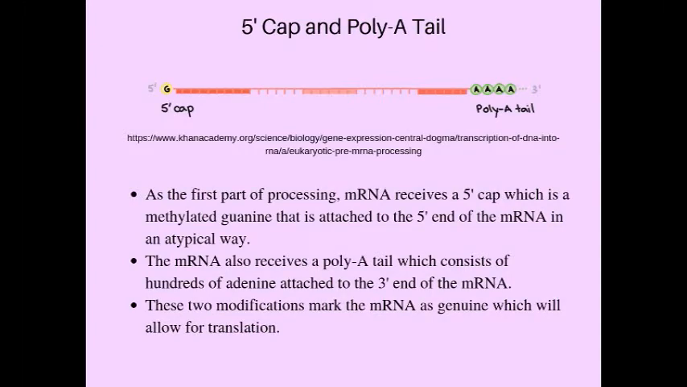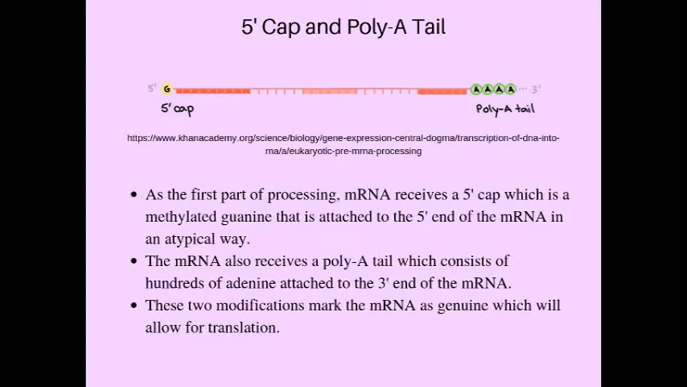mRNA has to be processed first before it can be exported into the cytoplasm for translation. First, mRNAs receive a 5' cap, which is a methylated guanine attached in an odd way. This is added to the 5' end of the mRNA. It is the first marker that marks the mRNA as genuine.